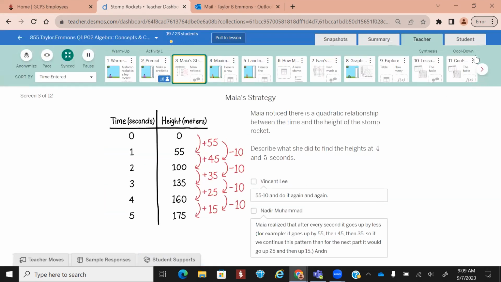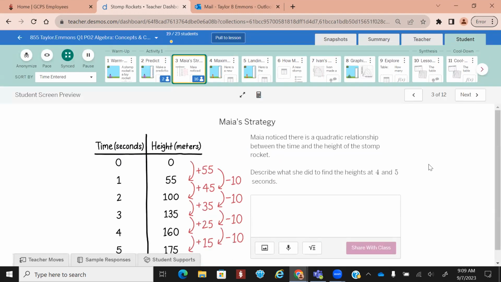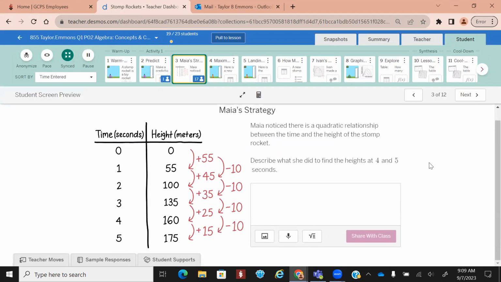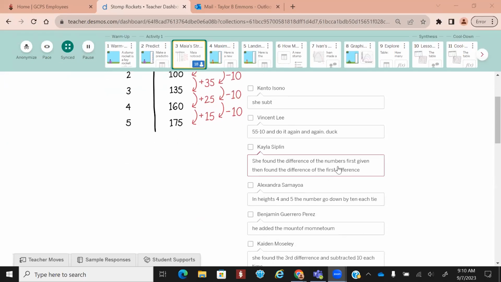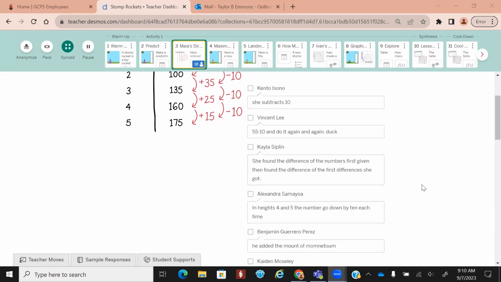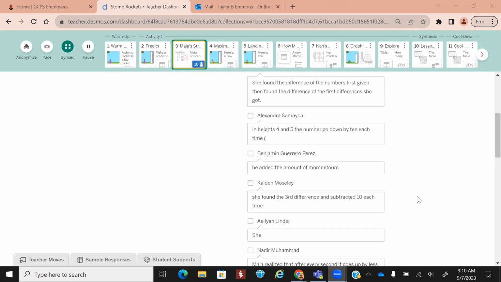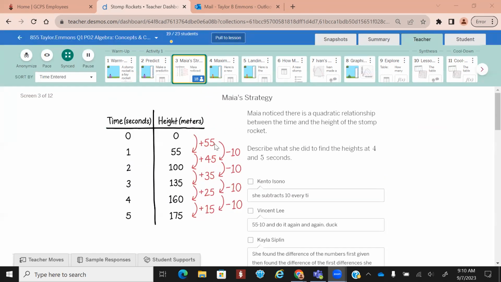Let's go ahead and look at Maya's work. Maya's strategy. Maya noticed that there was a quadratic relationship between the time and the height of the SOMP rocket. Describe what she did to find the heights at 4 and 5 seconds. Describe what she did in words. Some things that you said was she found the difference between the numbers first and then found the second difference. All right, so she found the difference and then she subtracted those differences, right? Good.